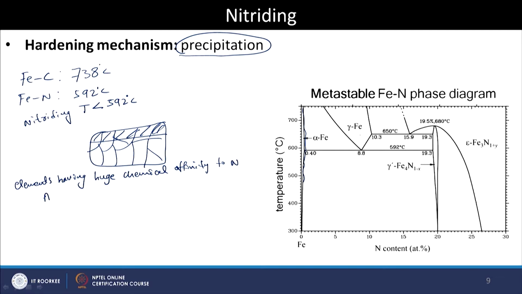For example, aluminum, titanium, vanadium. These are the elements which have strong affinity to nitrogen to form, for example, aluminum nitride or titanium nitride or vanadium nitride. So, this is the provision which makes nitriding possible.